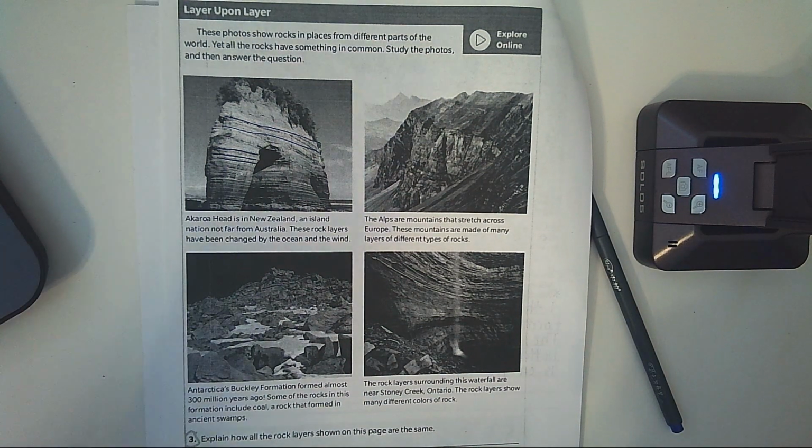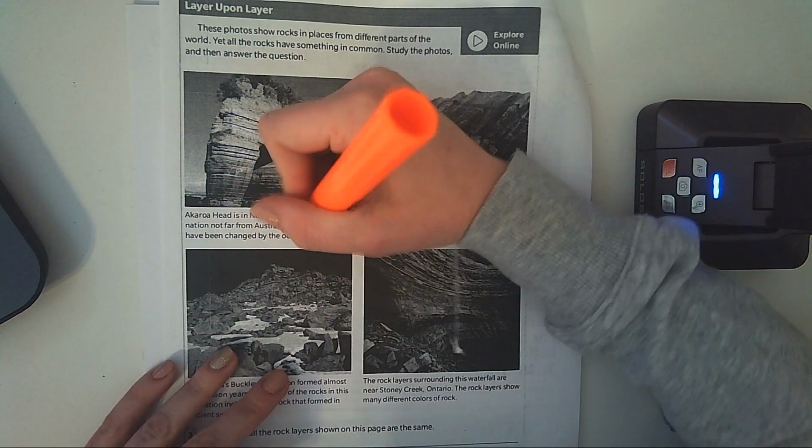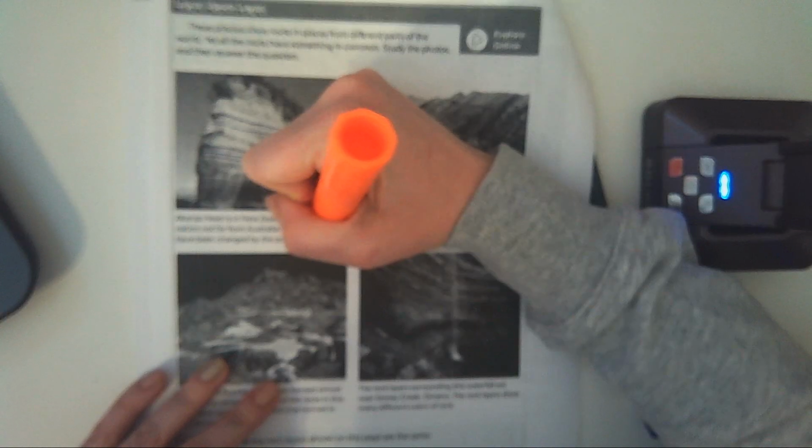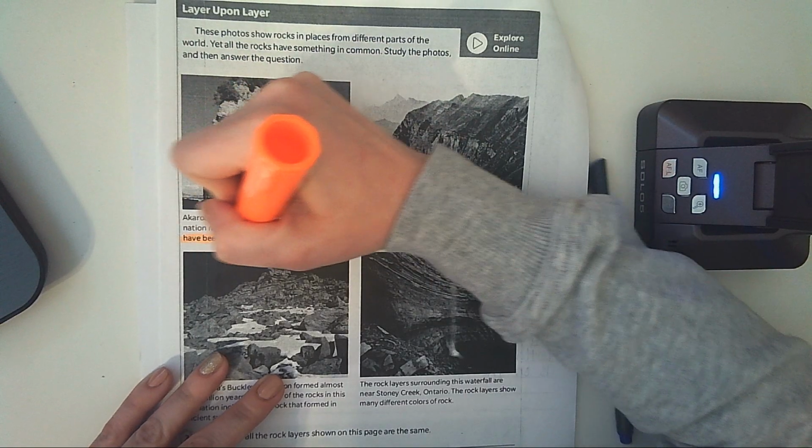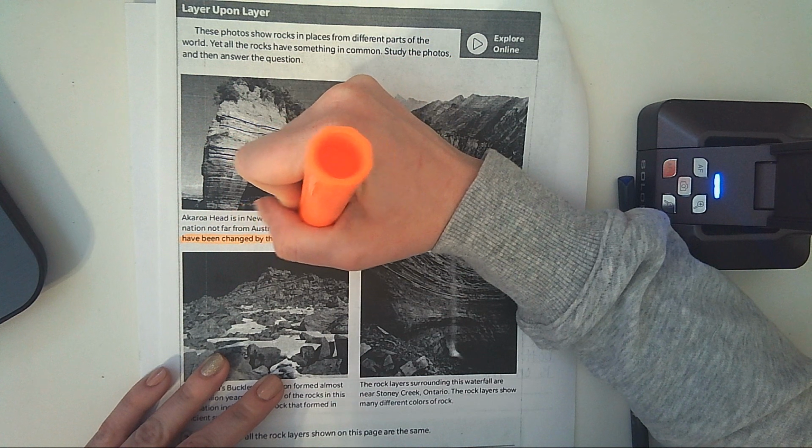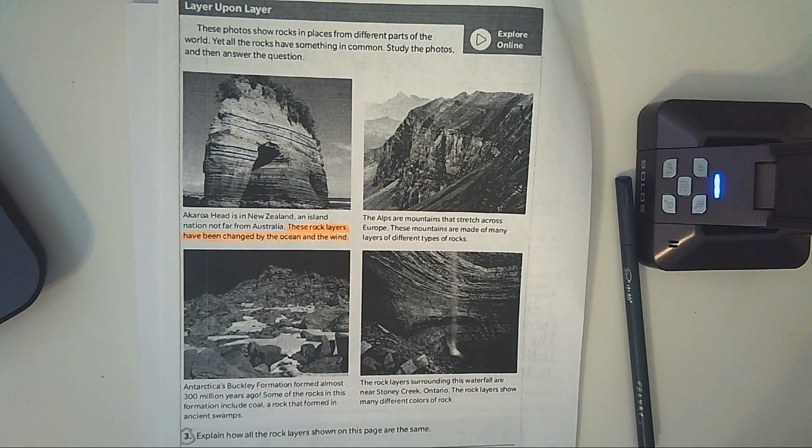I'm going to highlight: these rock layers have been changed by the ocean and the wind, because I think that that's an important statement to help us understand how rocks are formed.